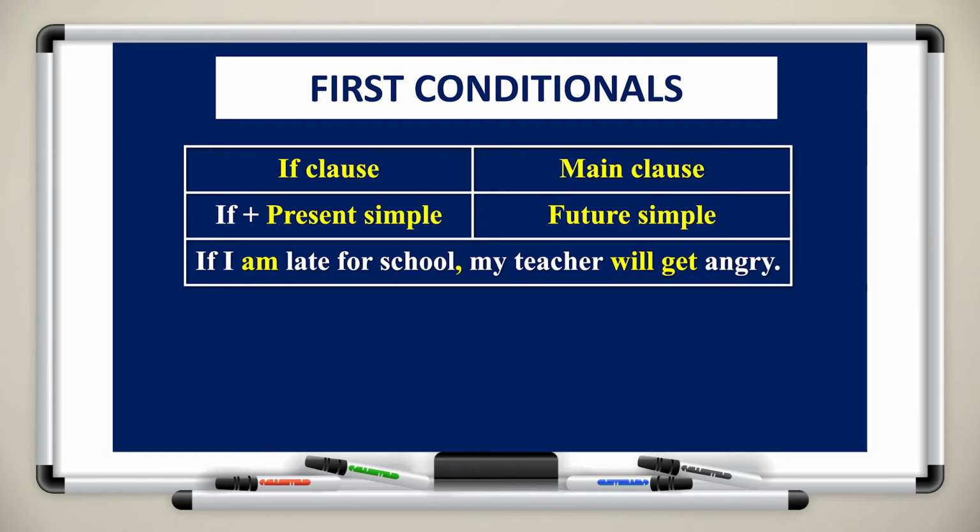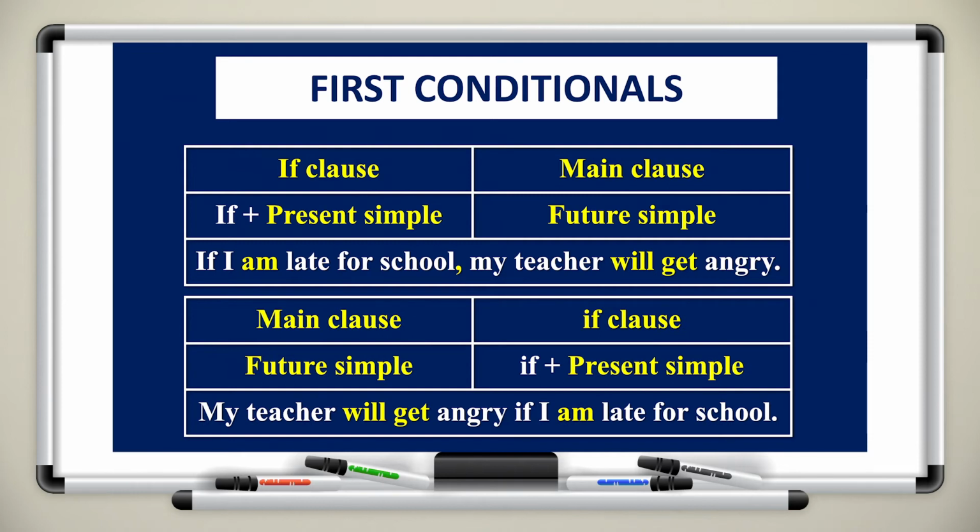So the form of the first conditional is very simple. In our if clause, we have if plus the verb in the present simple. In the main clause, we have will and the verb in the future simple tense. Very simple. If I am late for school, my teacher will get angry. Now, the difference between this sentence and the previous sentence is the situation itself. You know your teacher, she may not get angry. She may get angry, and that's why we use the first conditional. So it depends on the situation you're talking about.